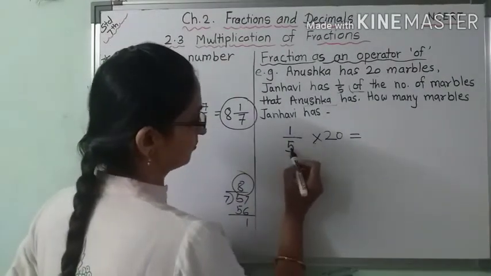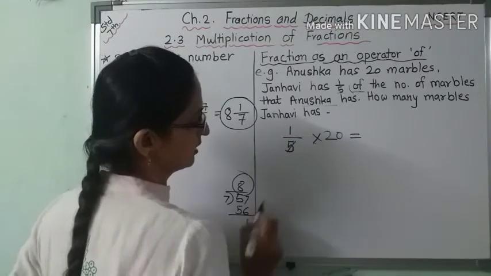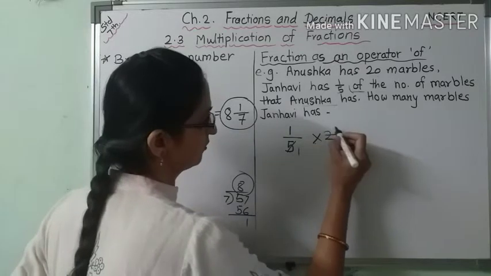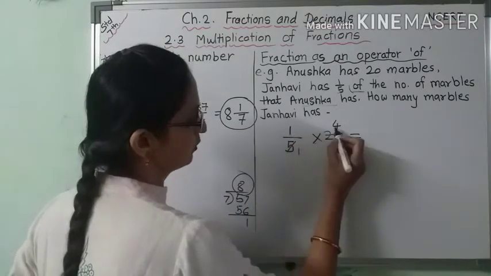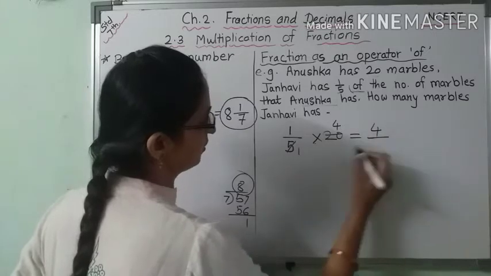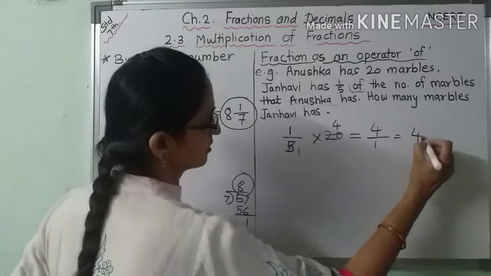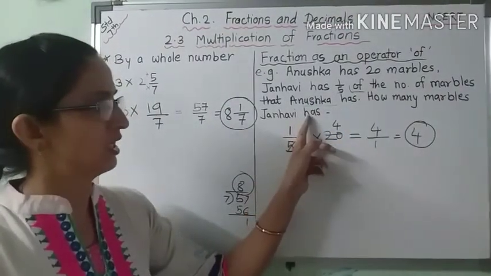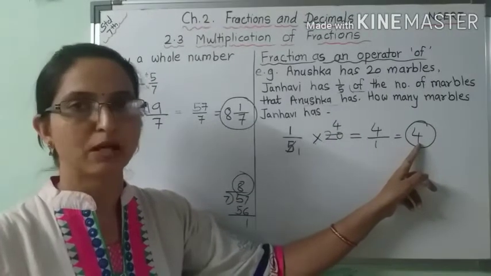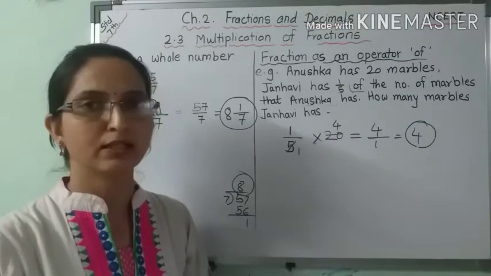So now here 20 and 5 both lie in the 5's table. 5 ones are 5, 5 fours are 20. Now here 1 into 4, that is 4, and the denominator is 1, means the answer is 4. How many marbles does Jahnavi have? Jahnavi has 4 marbles. Is that clear? Let us move to the next topic.